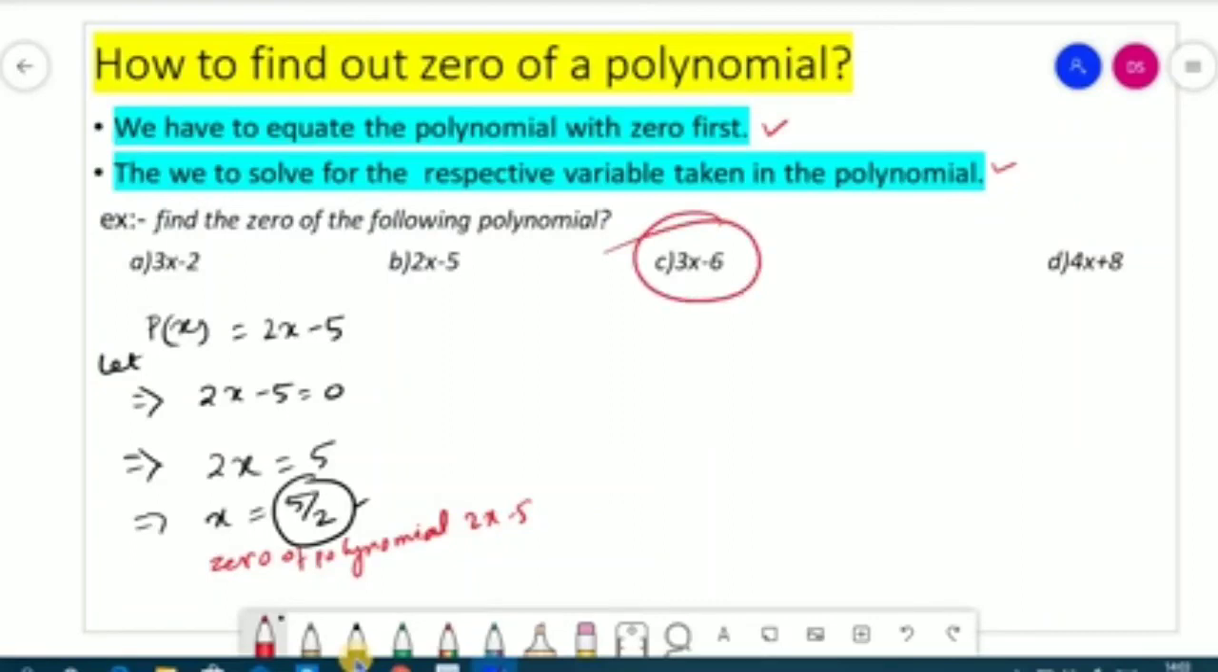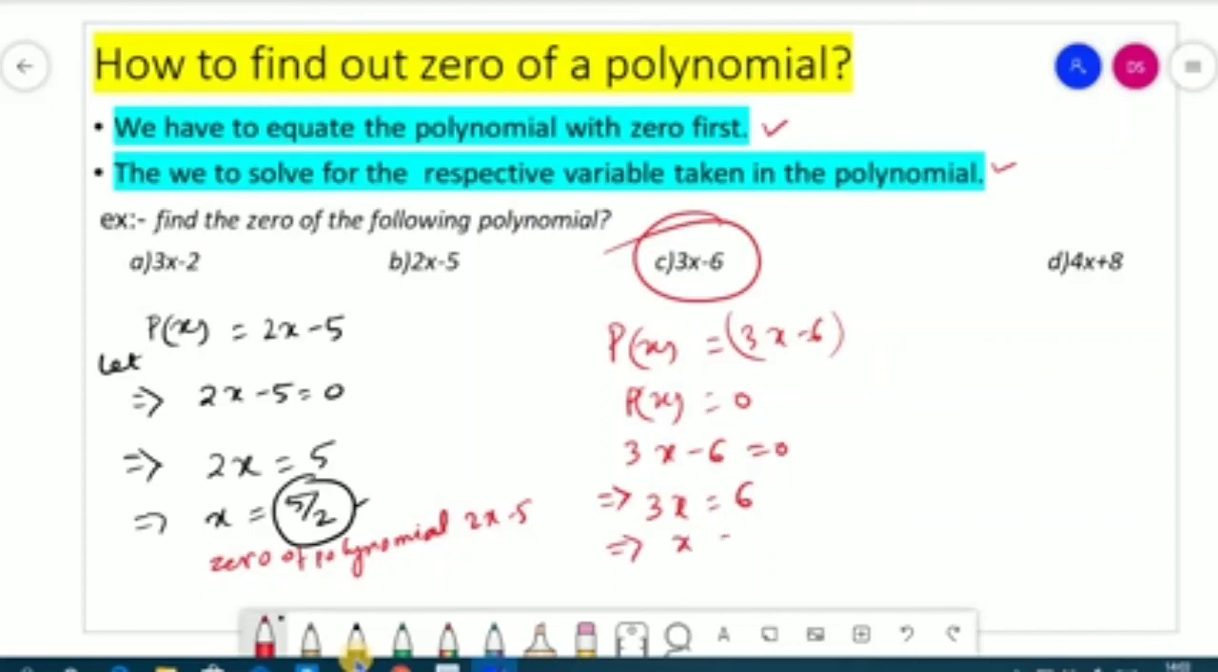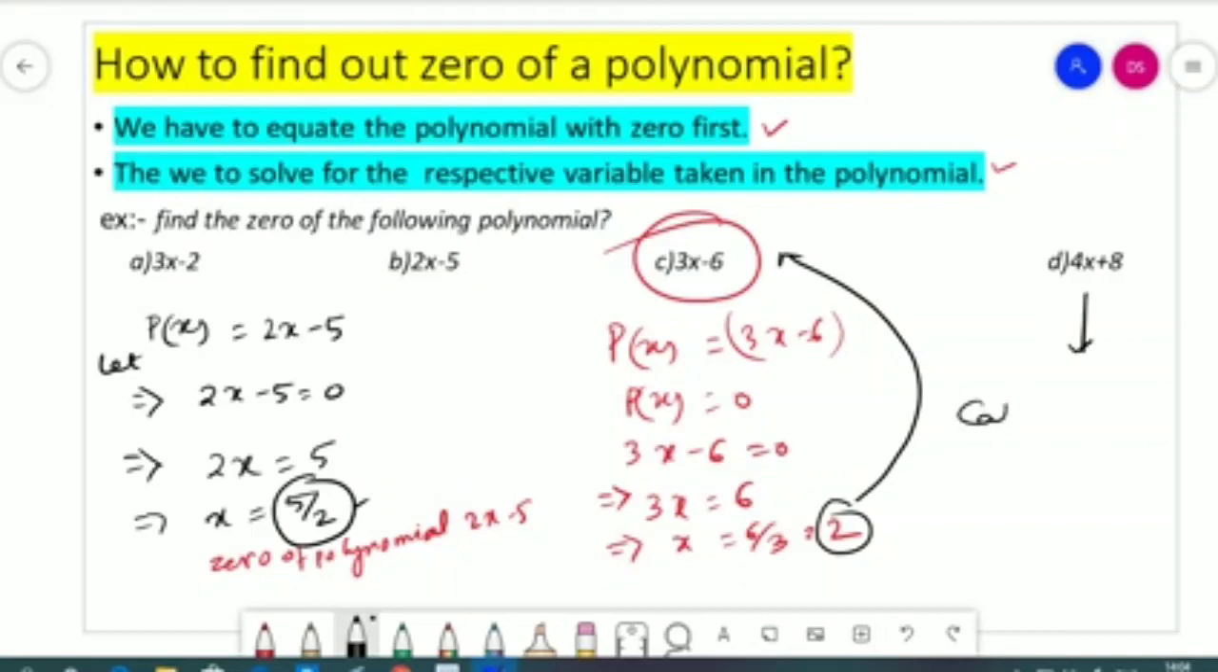Here p(x) is equal to 3x minus 6. So we equate p(x) to 0, which means 3x minus 6 is equal to 0, and 3x is equal to 6, and x is equal to 6/3. This is nothing but your 2. So 2 can be said to be one zero of the polynomial 3x minus 6. Calculate this.